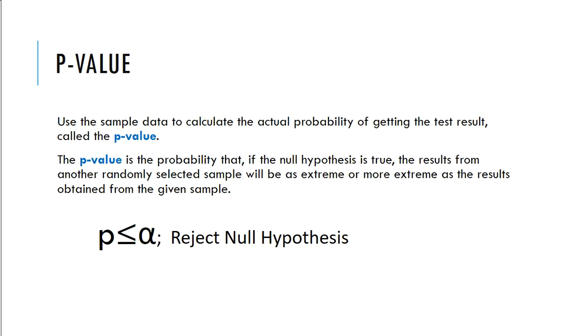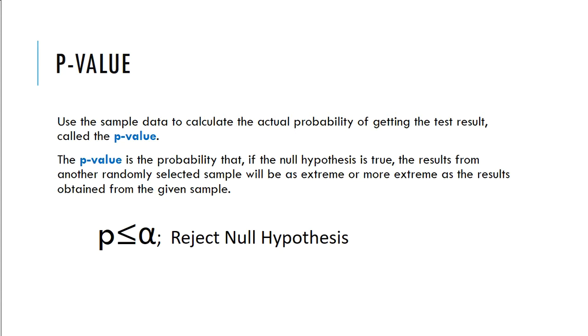So one thing we use a lot is called the p-value. We use the sample data to calculate the actual probability of getting the test results. The p-value is the probability that, if the null hypothesis is true, the results from another randomly selected sample will be as extreme or more extreme than the results obtained from the given sample. So I've got this sample and I want to see if another sample is as extreme. If P is less than or equal to alpha, we reject the null hypothesis.